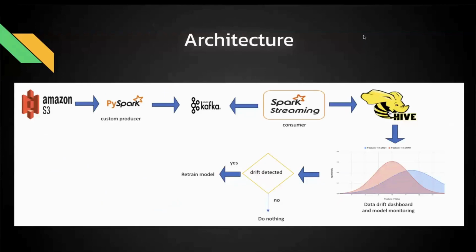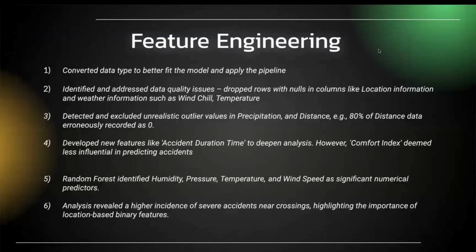So let's go through the architecture. We have Amazon S3 for storage of data, as we discussed. Then we have PySpark, Kafka, Spark Streaming, Hive, and then we have the dashboard and model monitoring, which detects if there is drift detected or not, and based on that, we retrain our model or do nothing. Next.